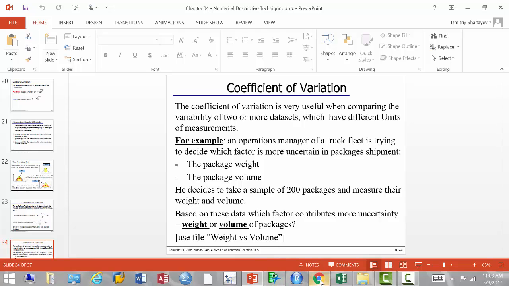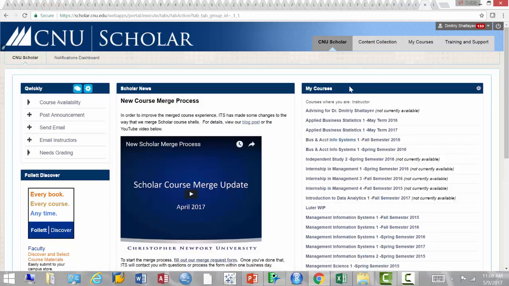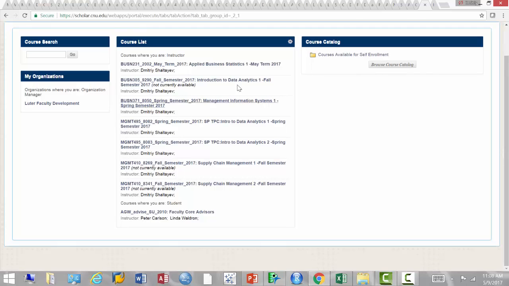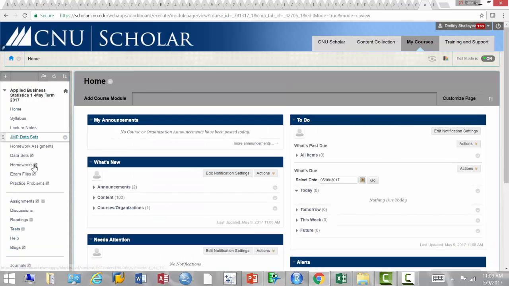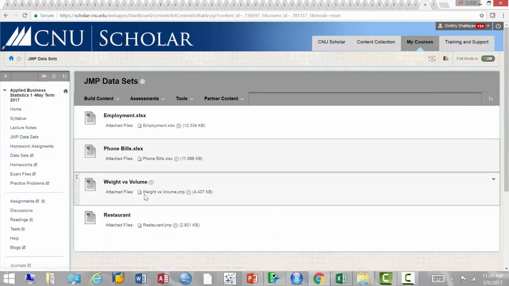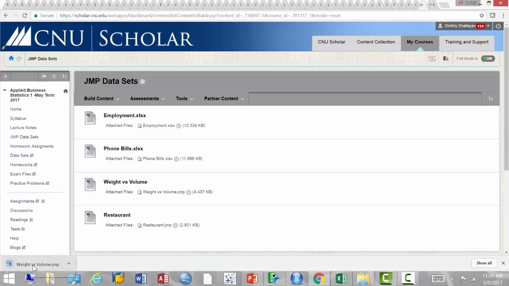Alright, so this time around I actually uploaded the JMP file out there on the Scholar. So let's go to the Scholar. Right here is the Scholar, courses, applied business statistics, JMP data sets, and there is a file called weight versus volumes. So let's download it, and it downloads as the JMP file, so you don't have to do any kind of import. Well, from now on, that's what I'm going to do, probably.